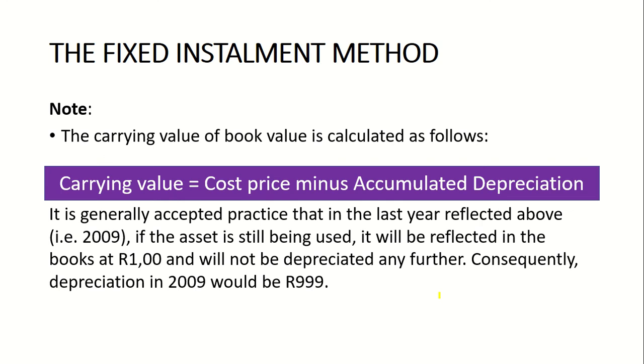It is generally accepted practice that in the last year reflected above, which is 2009, if the asset is still being used, it will be reflected in the books at R1 and will not be depreciated any further. Consequently, depreciation in 2009 will be 999.